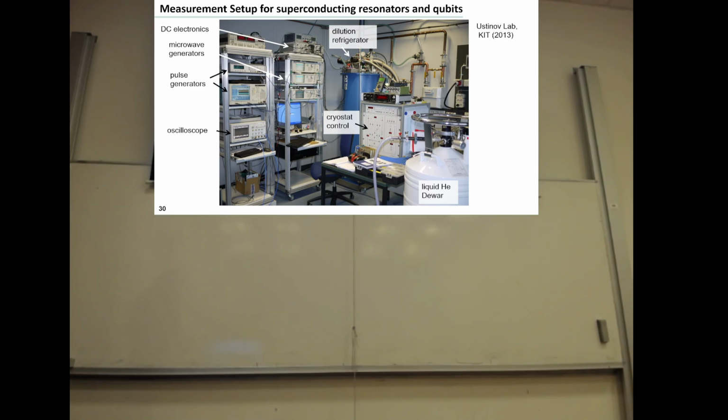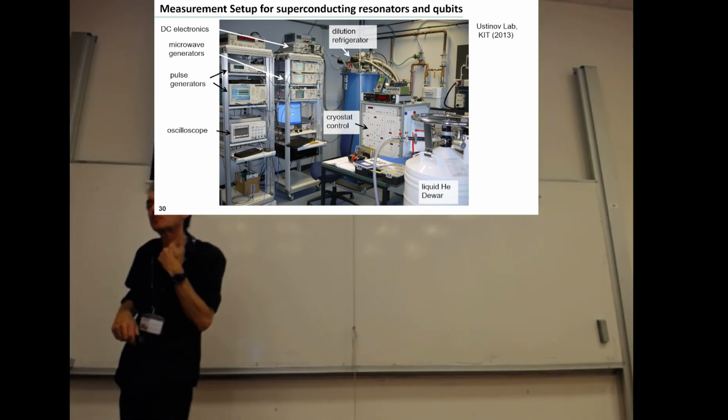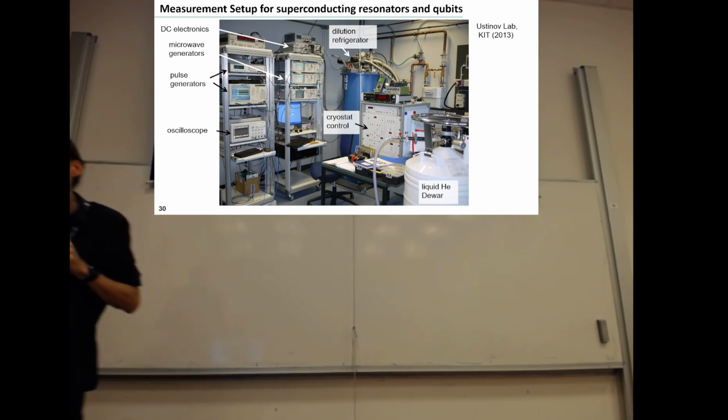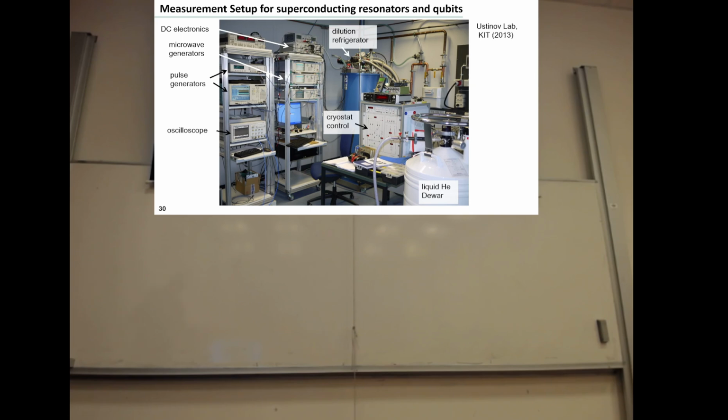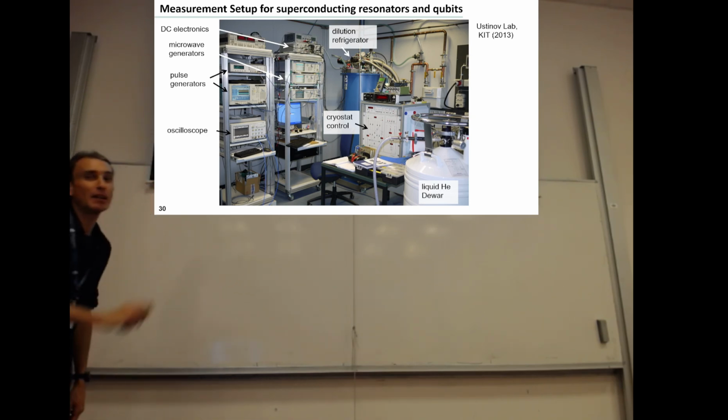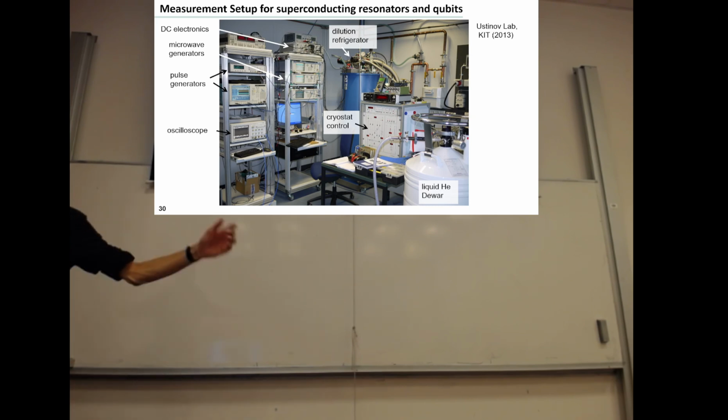Okay, yeah, this is just a picture of our lab, of the Ustinov group in Karlsruhe. It's also a little bit outdated. What you need to measure these things is basically some microwave sources, maybe some pulse generators if you want to make short pulses of microwaves, and of course a cryostat. This is our old version of a cryostat, which still uses liquid helium, which you have to fill up every second day. It requires some 30 liters of helium to keep everything cool.